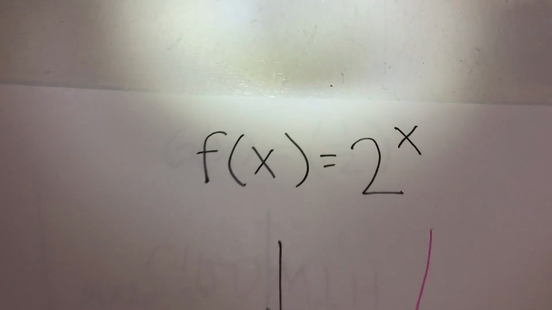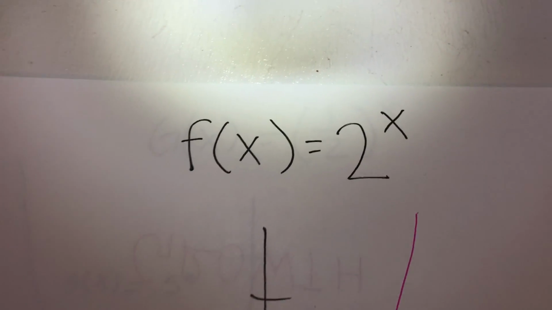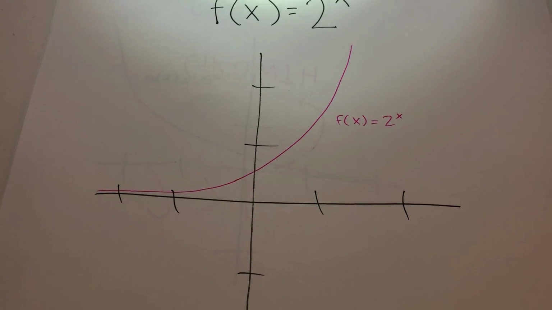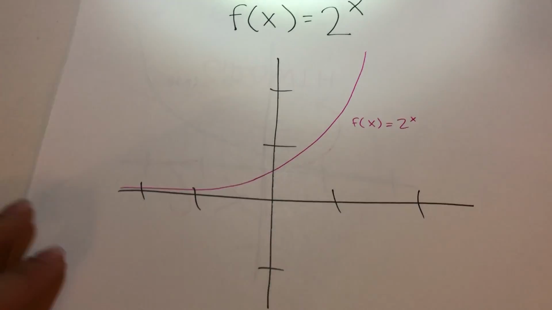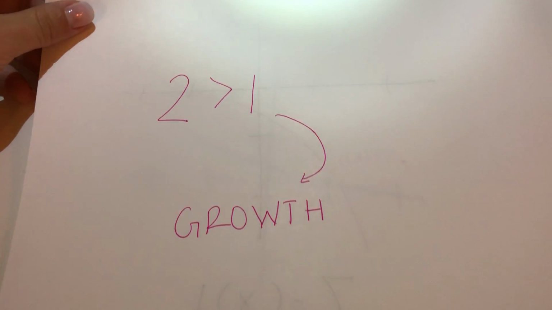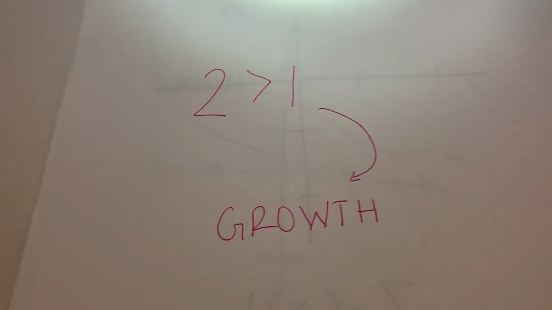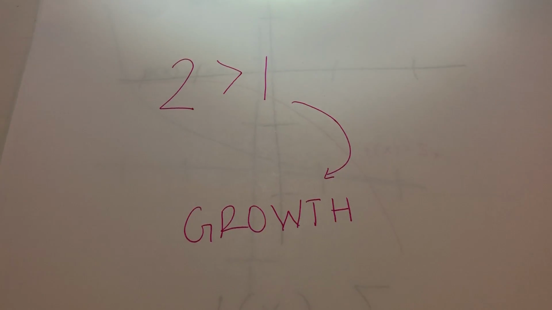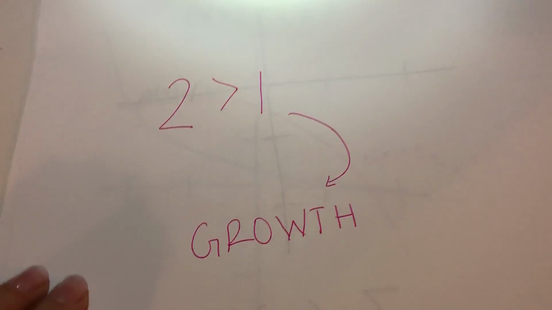So we have f of x equals 2 to the x. Now when graphing this, we see the line that looks like that. And as that rises, we see that that's growth. So exponential functions describe growth and decay. We notice that 2 is greater than 1, so this graph describes growth.